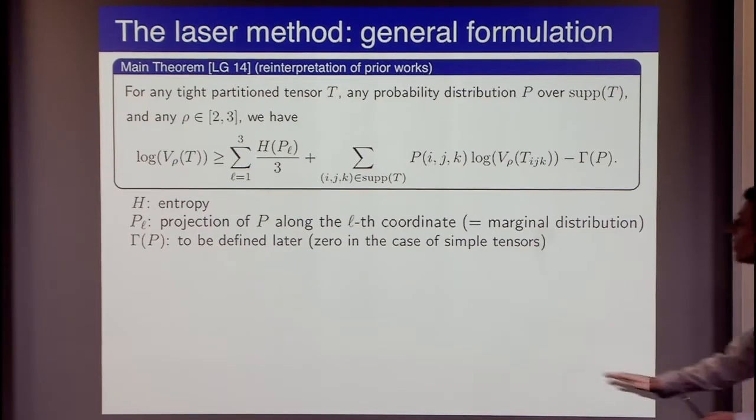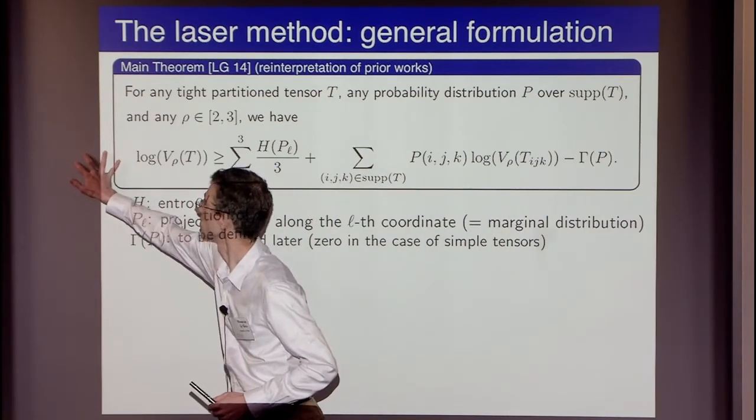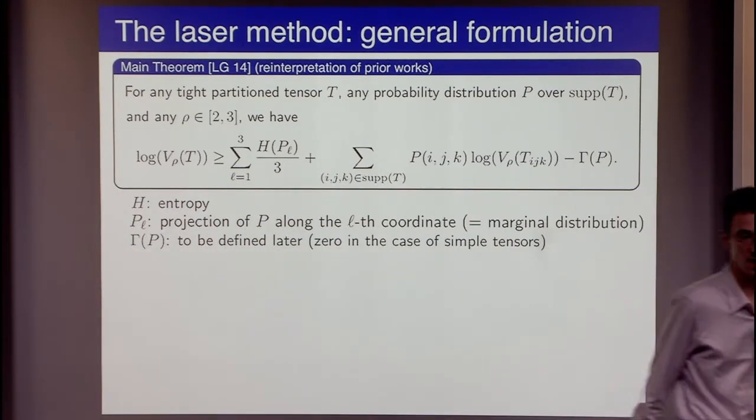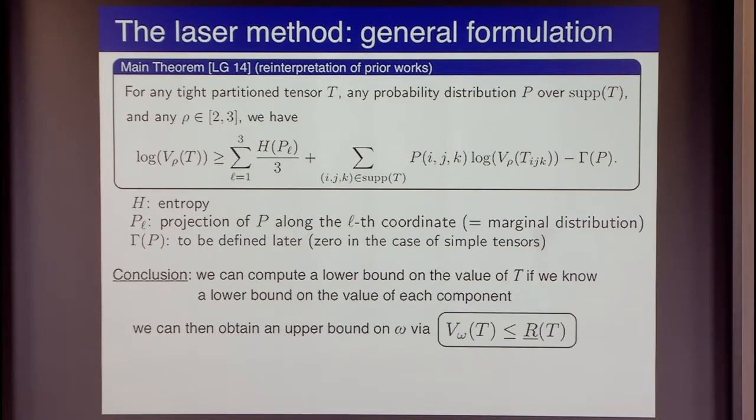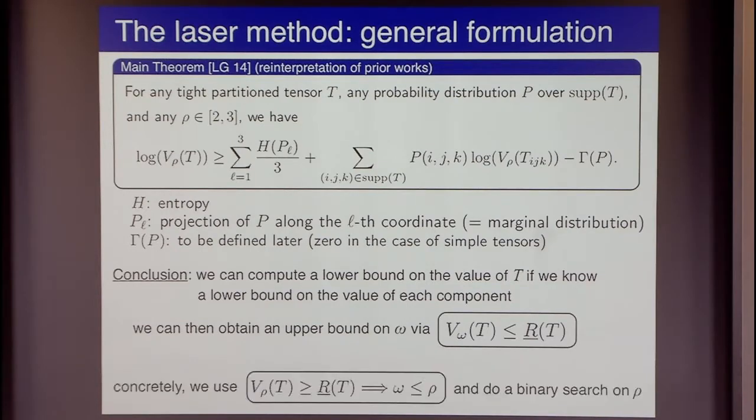So we will use the border rank there after that to obtain the bound. So that's what I was wondering. So yes, it's precisely this. The point is that we can compute a lower bound on the value of t if we know a lower bound on the value of each component. And then if we use this expression, you can obtain a lower bound on omega. More precisely, we will use this implication, and we will do a binary search on rho.